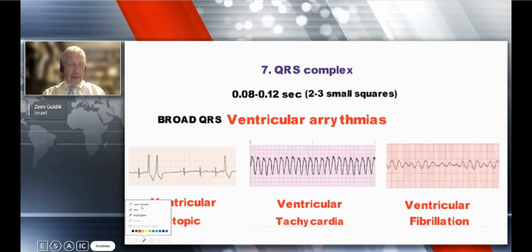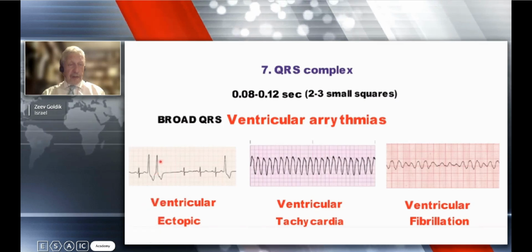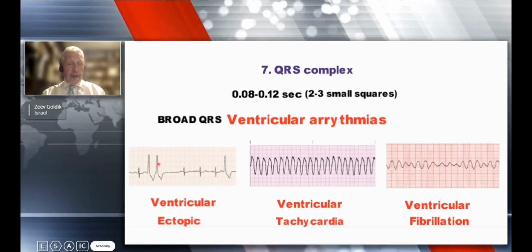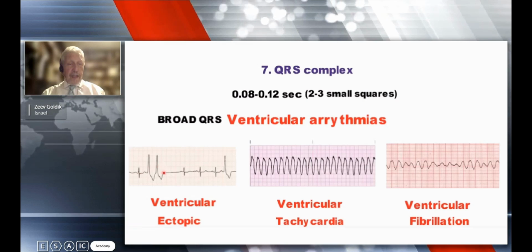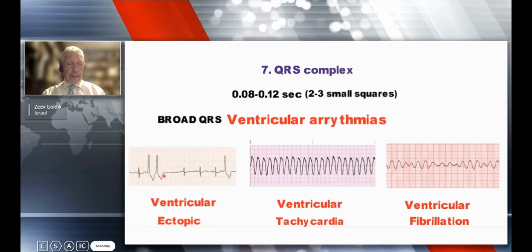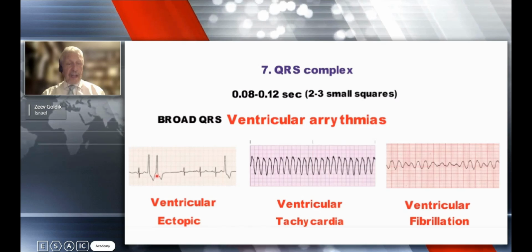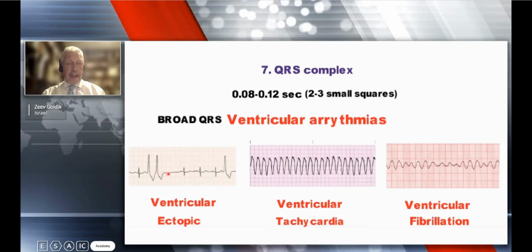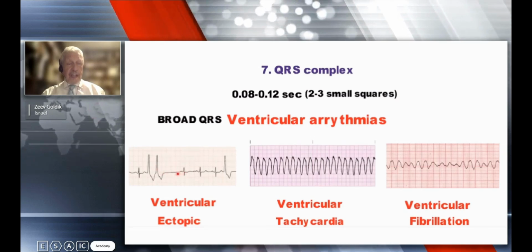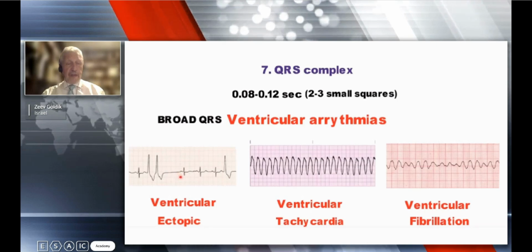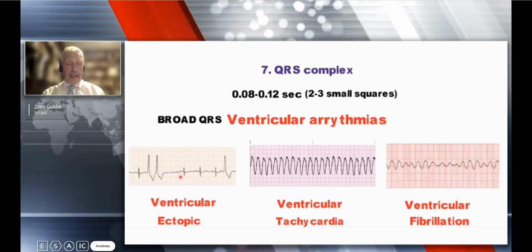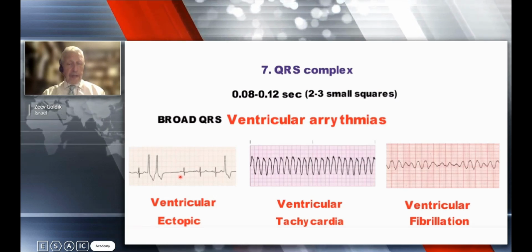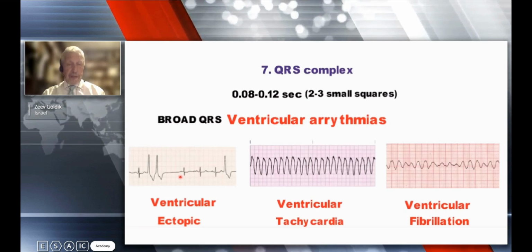Let's use the laser pointer. You can see that these complexes are broad compared with the other one, and we even can see here a compensatory pause because the beats are premature ventricular beats, and then the heart is taking a break using a compensatory pause. This is a classical example of ventricular ectopic beats, or VPBs, ventricular premature beats.